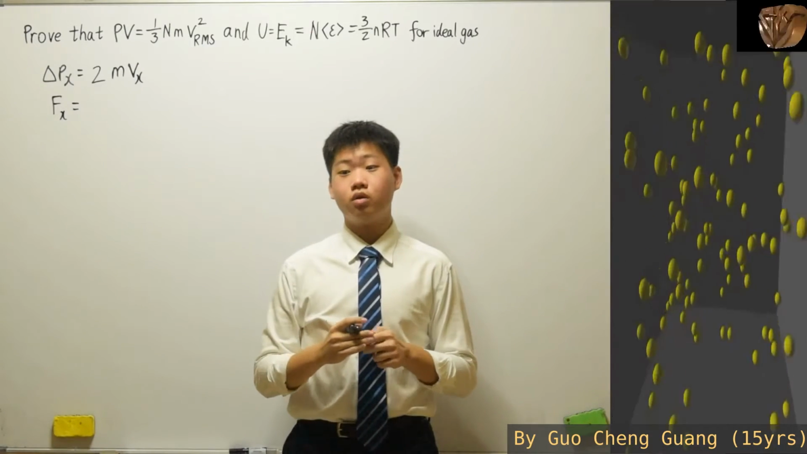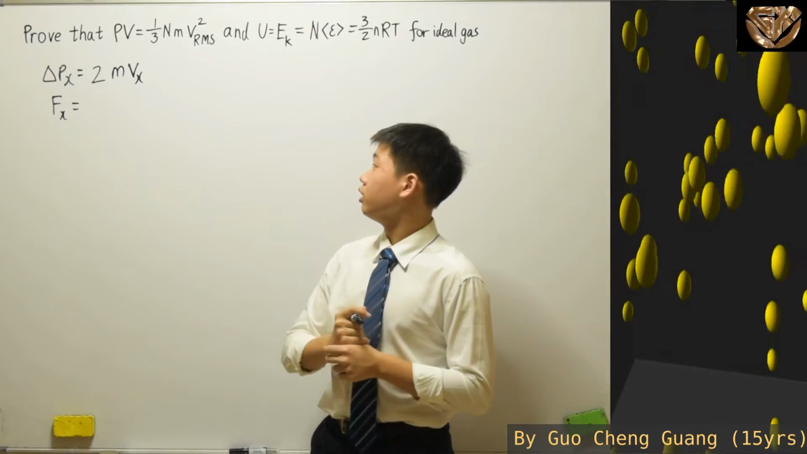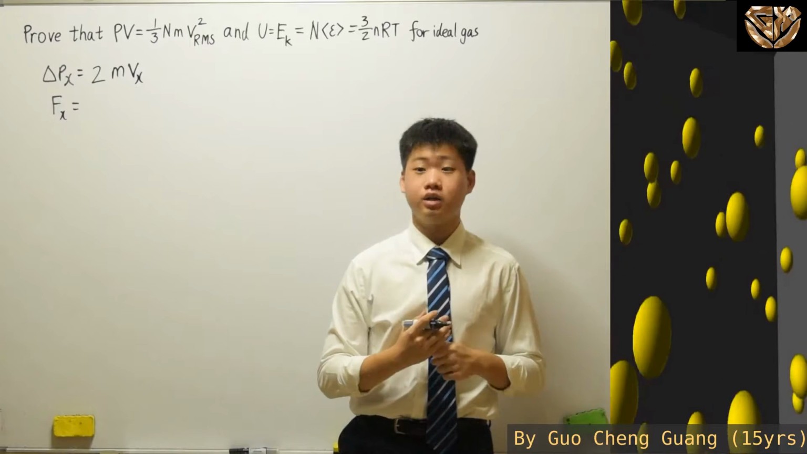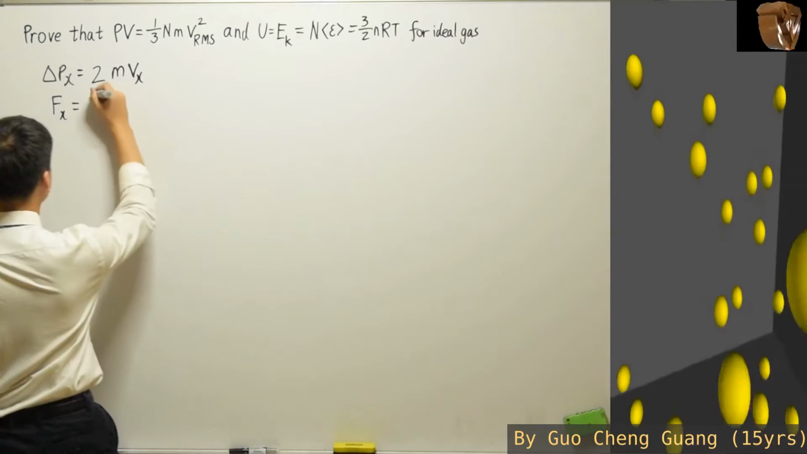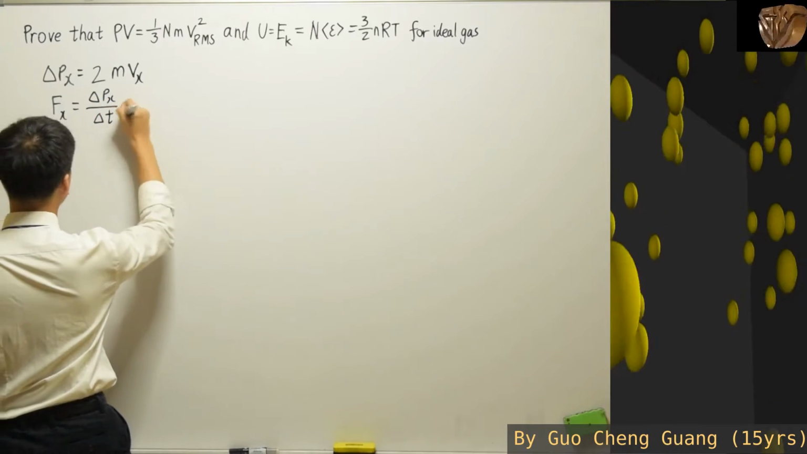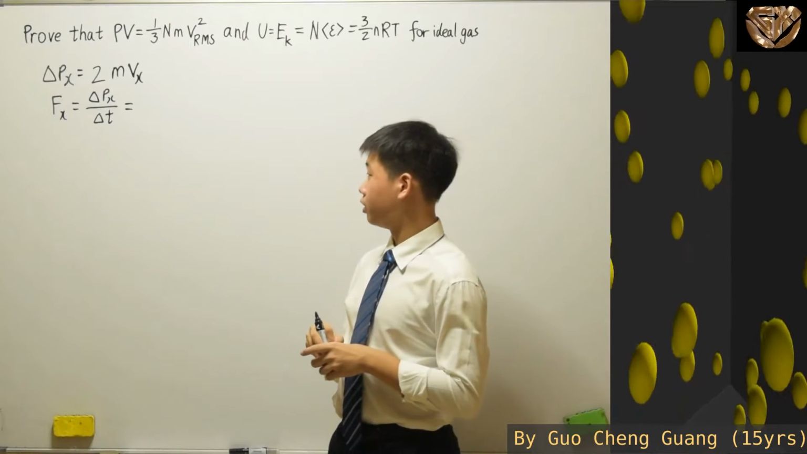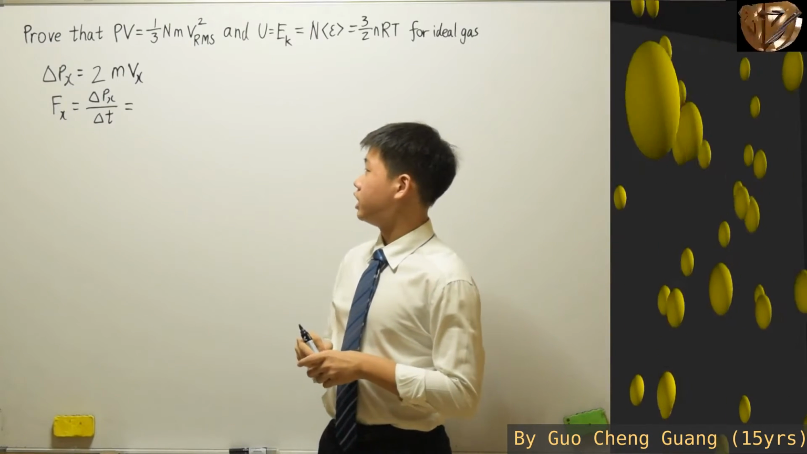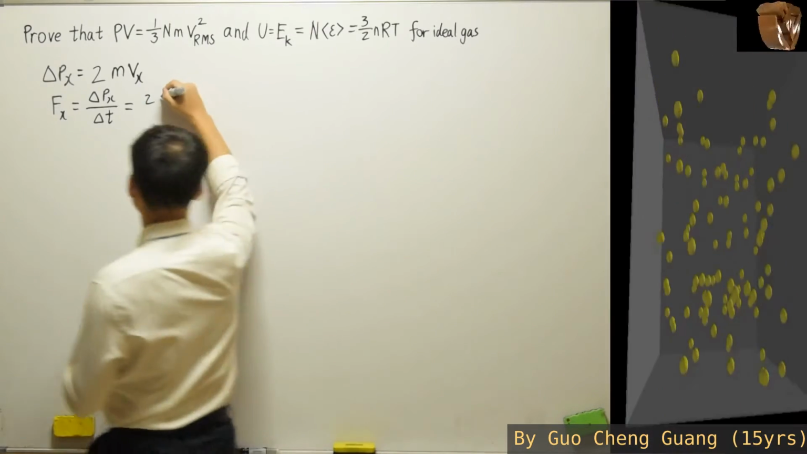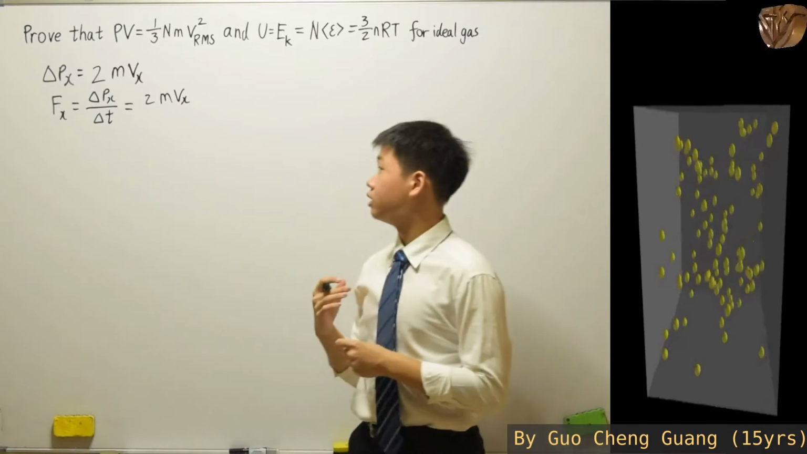So what will Fx be? Fx, you would have your change in momentum divided by change in time. So this will give us your force. Now, your change in momentum is what we have found earlier on, which is 2mvx, while your change in time.